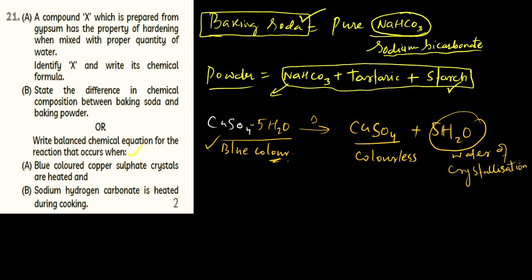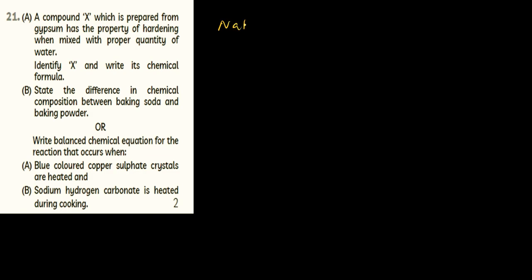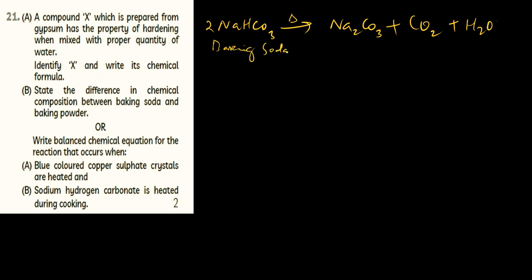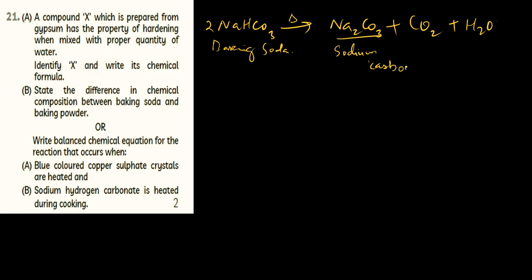So the color of this salt is due to water of crystallization. Sodium hydrogen carbonate is heated during cooking. So what happens when baking soda is heated? When baking soda is heated, it produces Na2CO3, that means 2 times. So it produces carbon dioxide and water. So this is the thermal decomposition of sodium hydrogen carbonate. So this is baking soda, and this one is sodium carbonate.